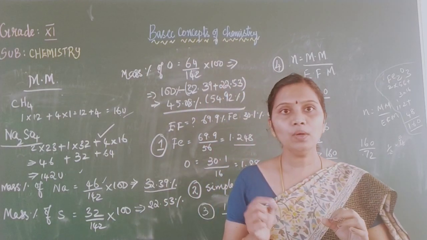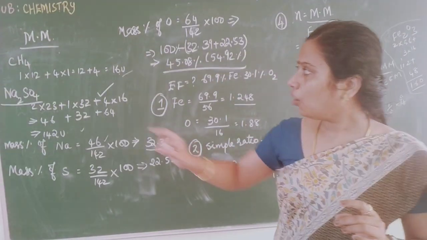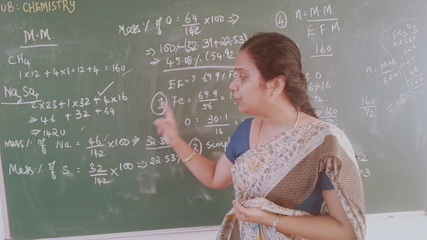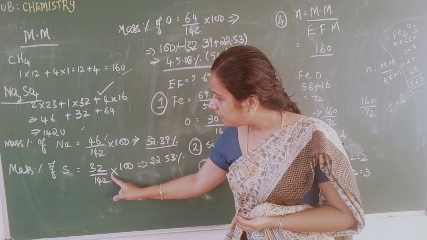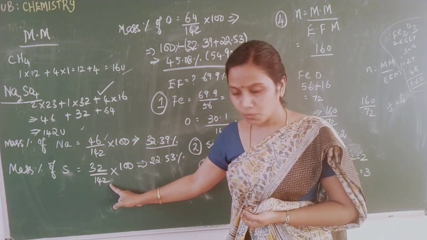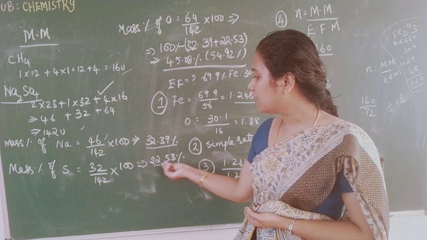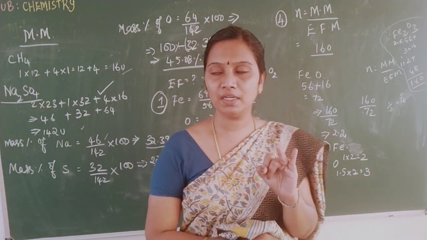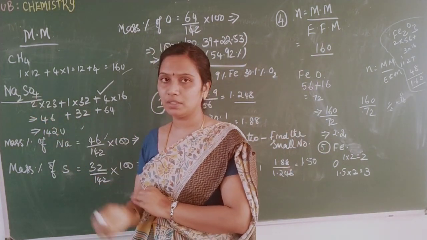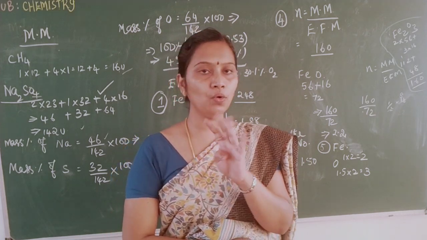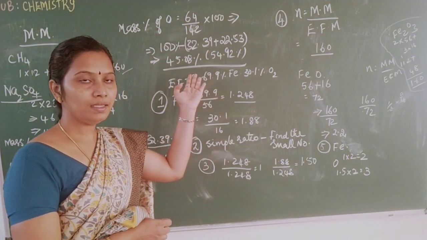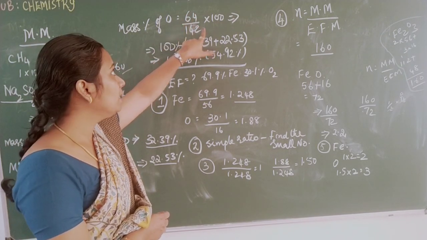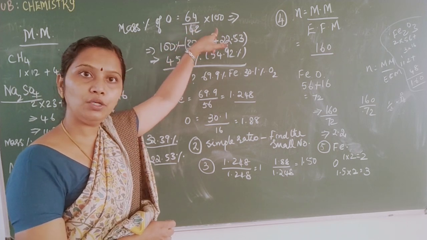Second one, calculate the mass percentage of sulfur. How many sulfur atoms are present, children? Only one sulfur. What is the atomic mass of sulfur? It is 32. So 32 divided by molecular mass 142 into 100 gives me the mass percentage of sulfur. So I have calculated for sodium, I have calculated for sulfur. Then what is the remaining? Oxygen. Okay. So how many oxygen present? 4. You can do in the same way, that is 4 into 16. Atomic mass of oxygen I got as 64, divided by molecular mass 142 into 100.